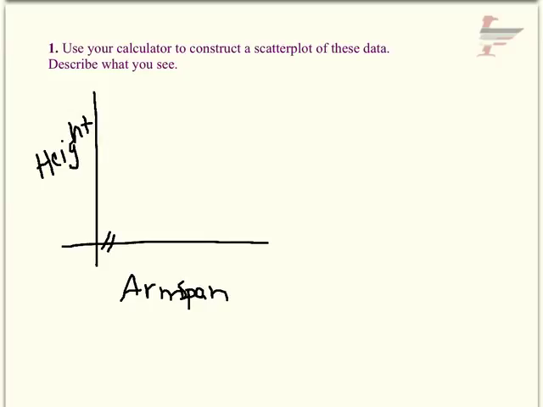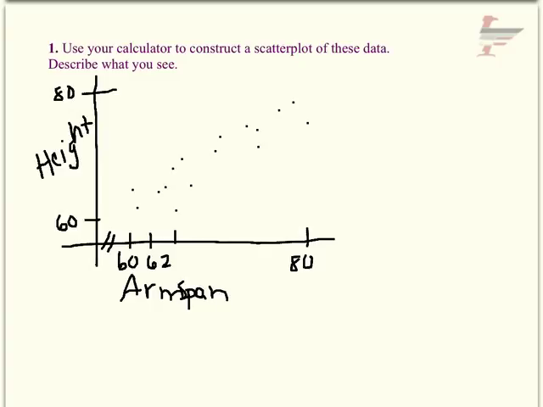So I'll put a little break in my graph. If I recall, the arm span ranged from about 60 through 80. So maybe I'll say this is 60, 62, et cetera, all the way out through 80, just to give an estimate. And then same with the height in inches. We'll start at 60 and go up through 80. And then if you graph it on your calculator, basically you can just plot what you see. So this is an estimate of the points that I see, and then describe what you see.